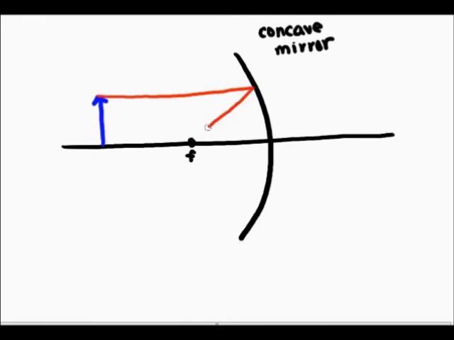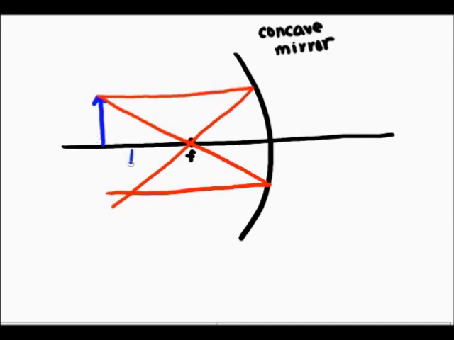The first ray travels parallel to the principal axis and therefore reflects through the focus. The second ray passes through the focus and reflects parallel to the axis. The point where the two rays intersect is the location of the real image.